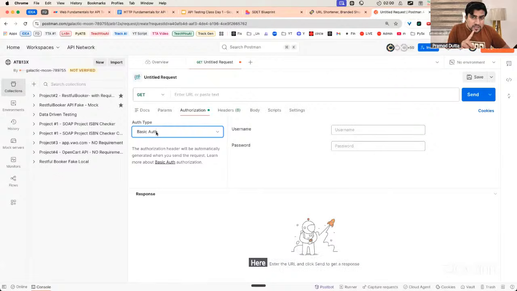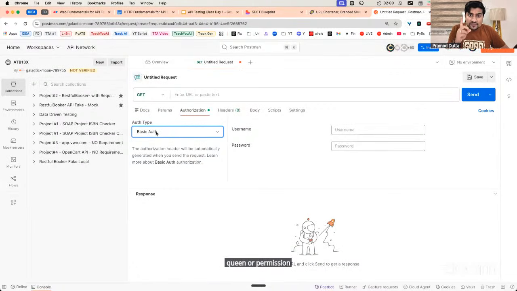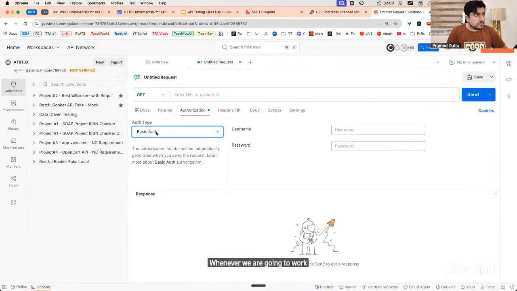Here we are discussing permissions or who. Guys, is this authentication or permission? Authentication or permission, there is a very big difference. This is a very different question, and this is actually asked in the interview also. Whenever we are going to work with APIs, we will basically ask for the what? Permissions. Absolutely, guys. Now you understood the difference.